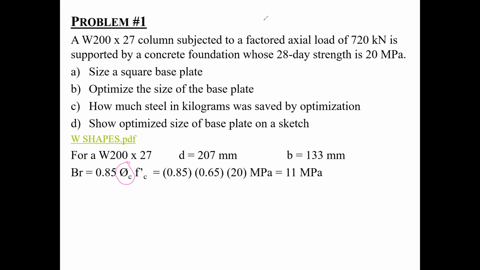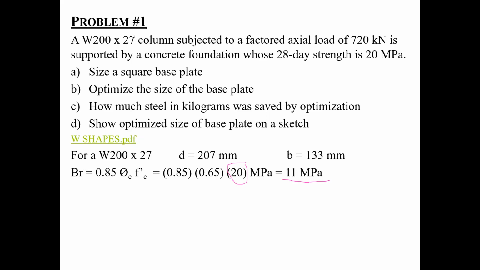People ask themselves, how can we have a factored load and a factored resistance? Because here we reduce the nominal strength of our material. On the other side, we increase the load that we want our structure to support. So in other words, I use about half the ultimate strength of the concrete to calculate the bearing.